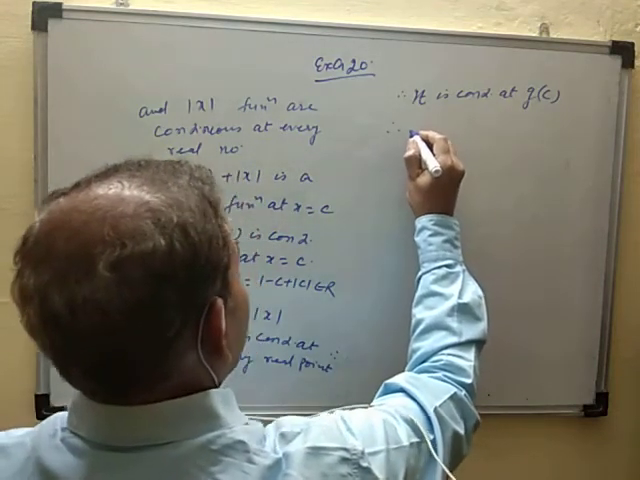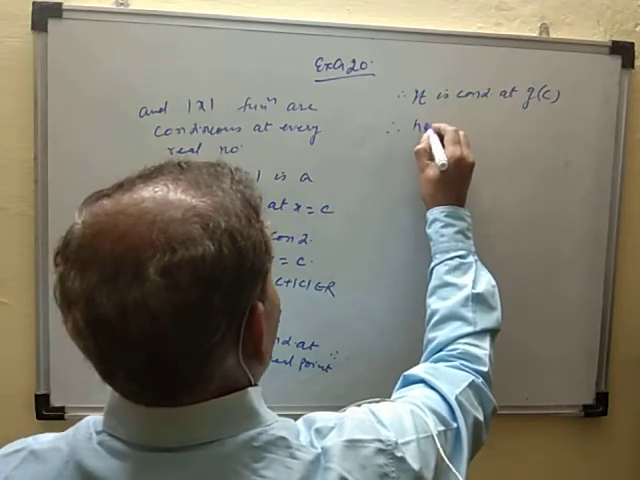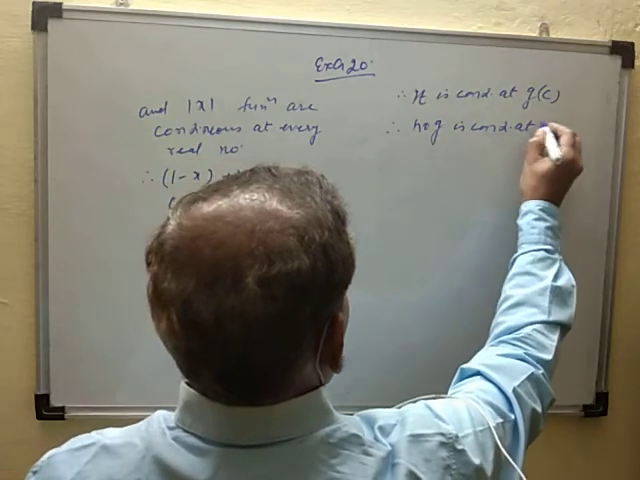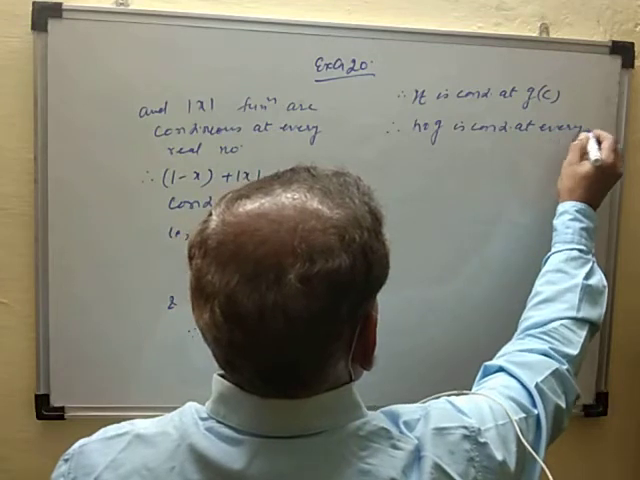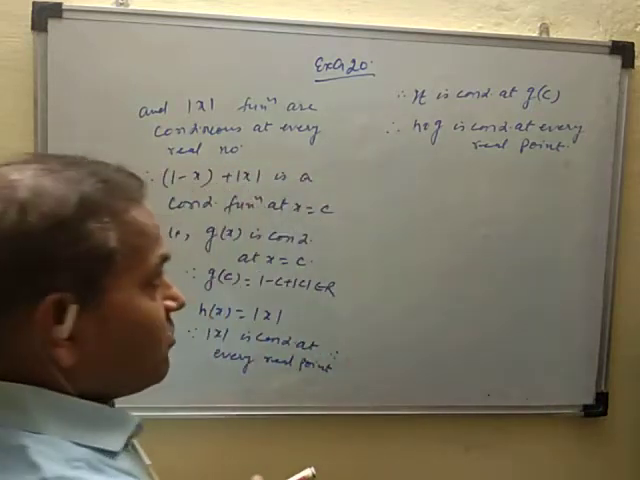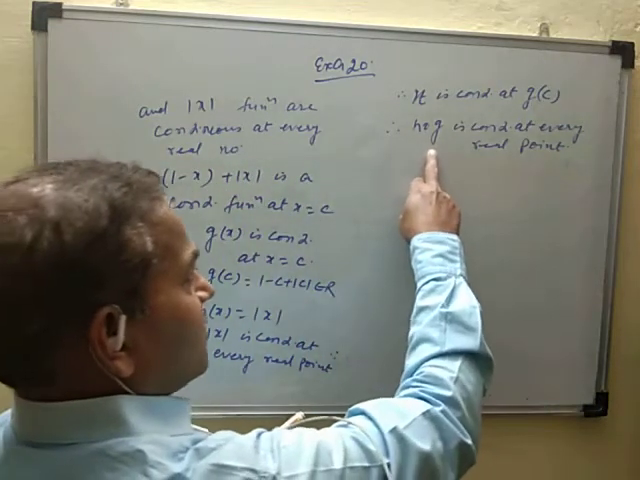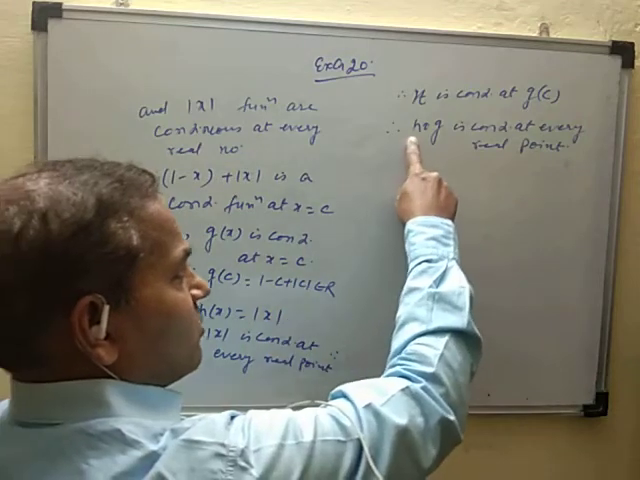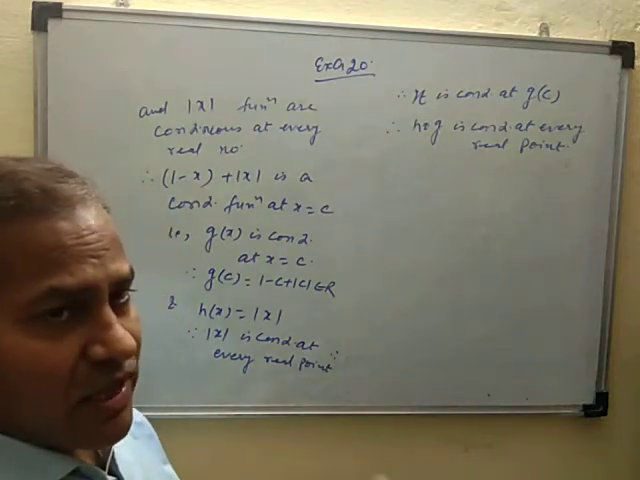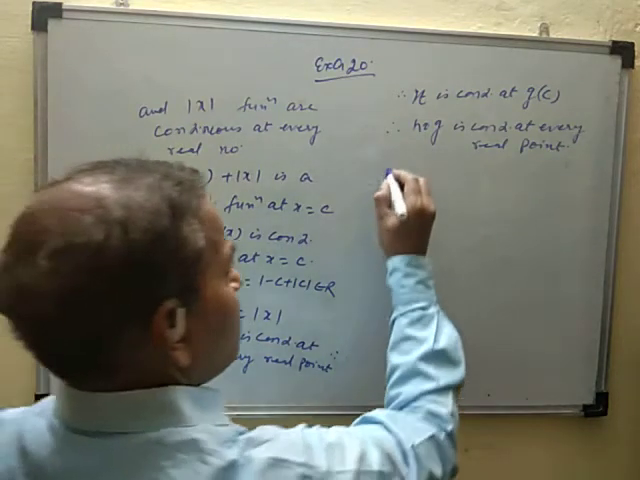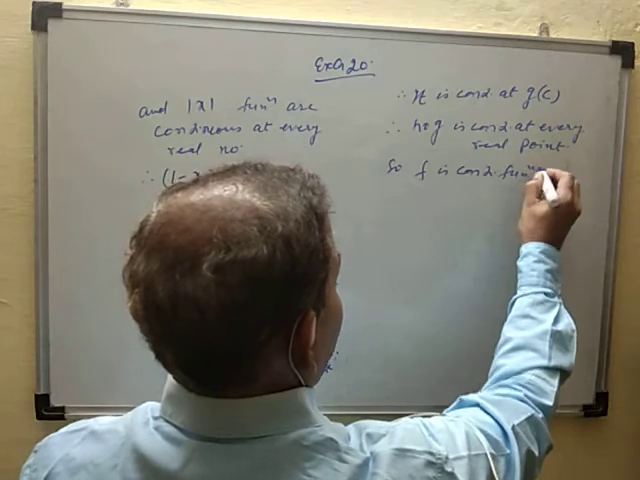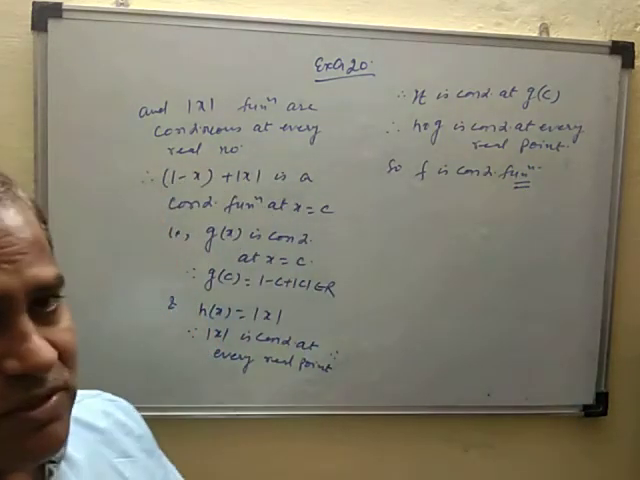Therefore, which type of function? First function, h composition g. So h composition g is continuous at every real point by theorem 2, because g is continuous at c and h is continuous at g of c. Therefore, h composition g is continuous, and h composition g is equal to f. So f is a continuous function.